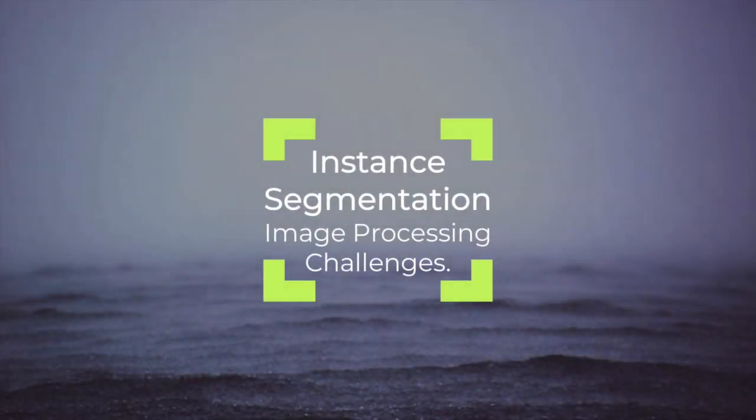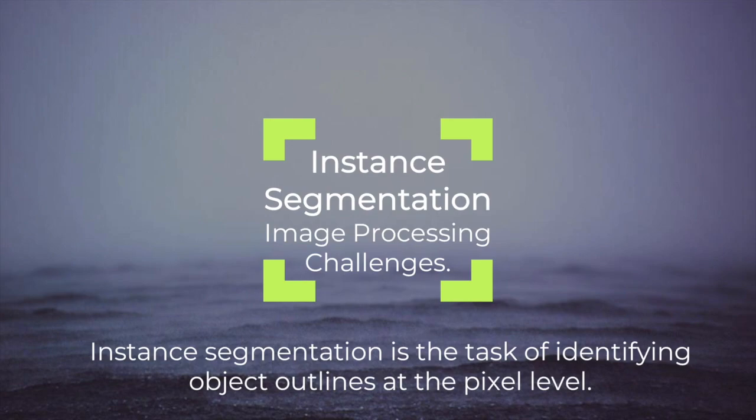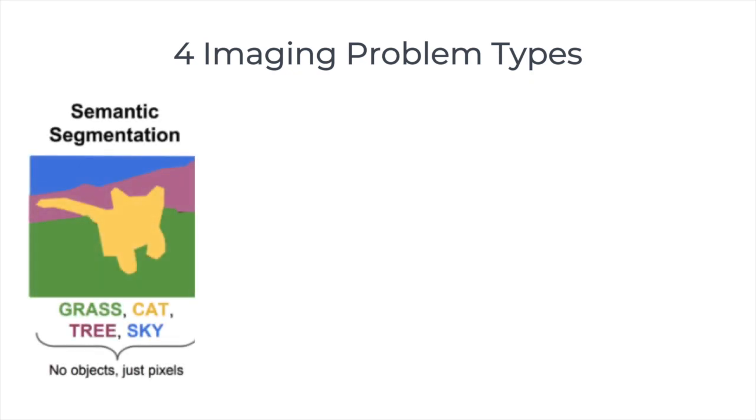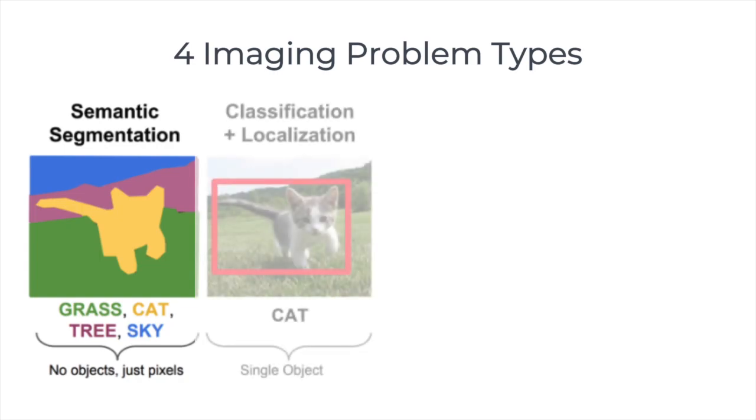So what is instance segmentation? Instance segmentation is the task of identifying object outlines at a pixel level. To better understand what this entails, let's look at the main four classes of problems in detection and segmentation. Semantic segmentation divides the image into regions of pixels that are related to one another. There are no objects, only pixel groups.